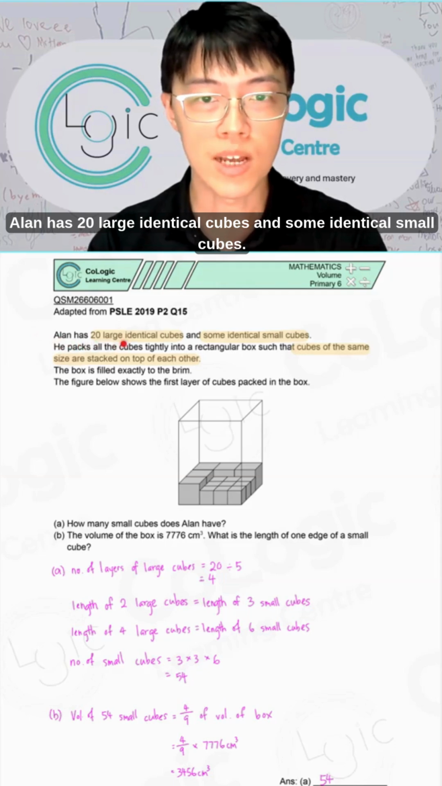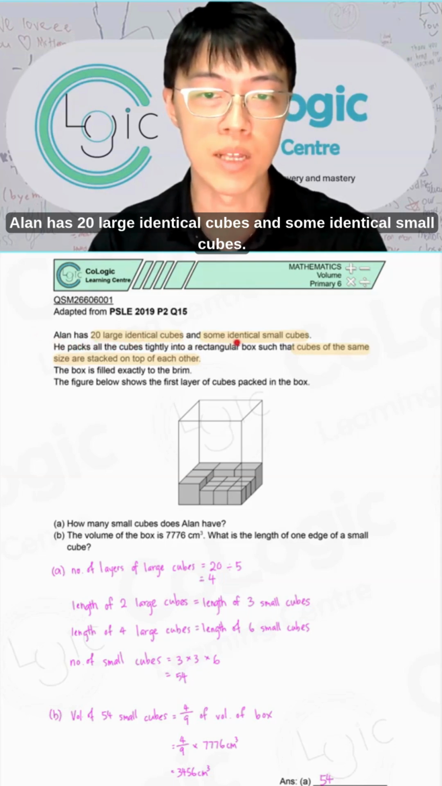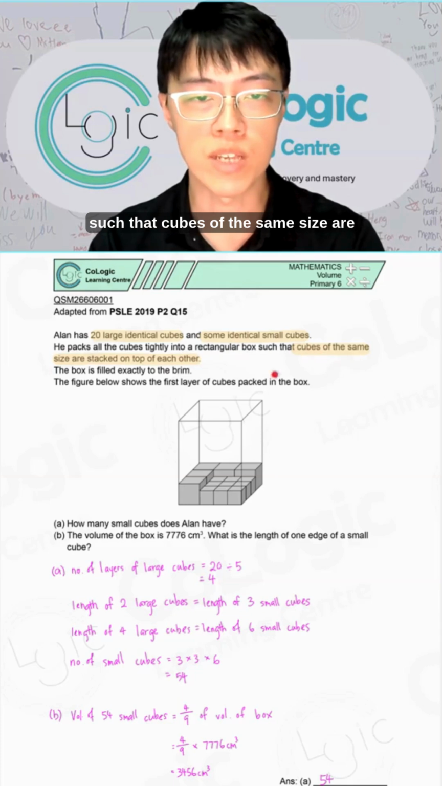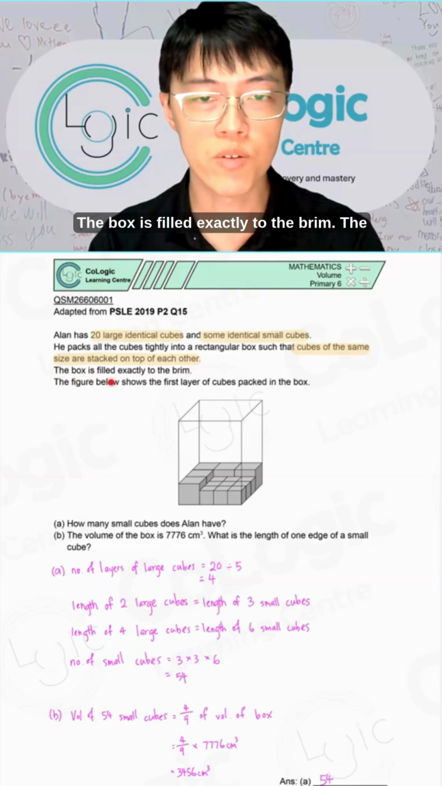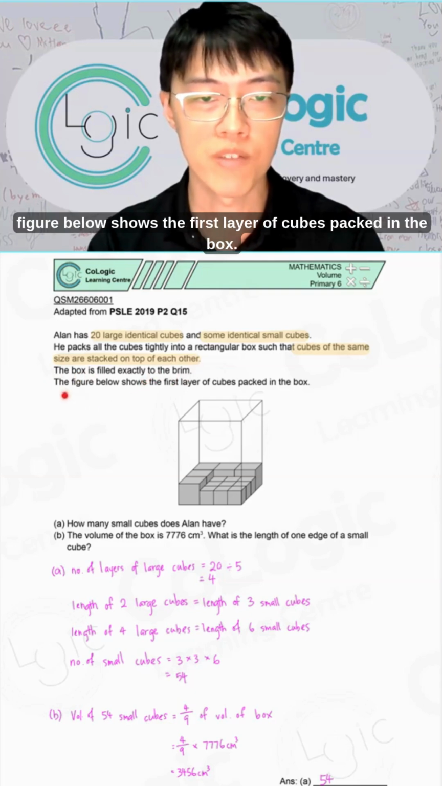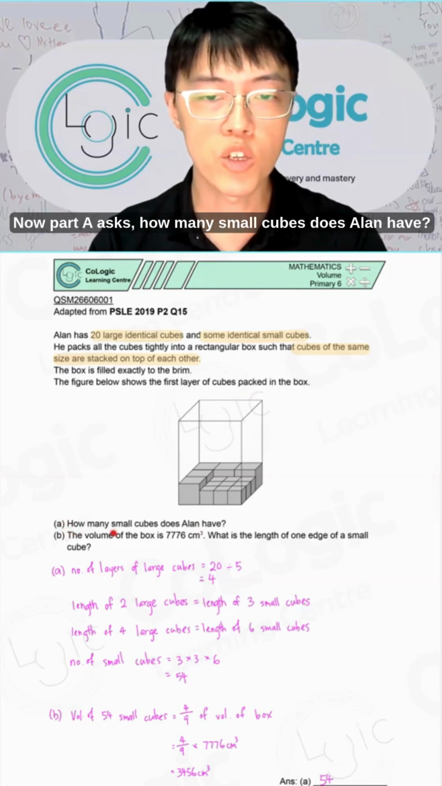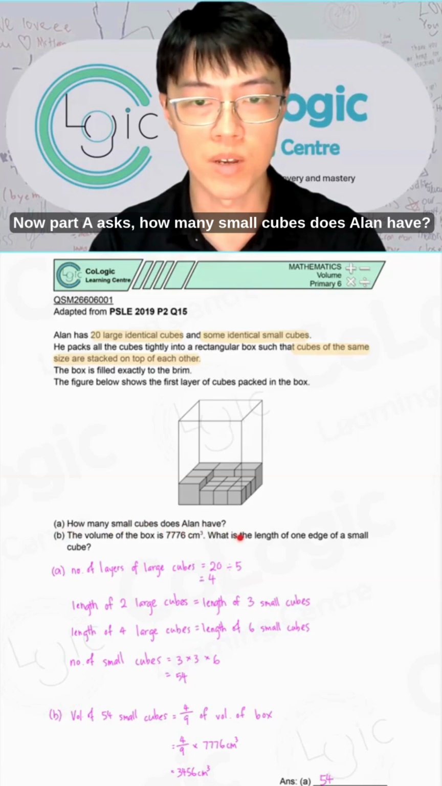Alan has 20 large identical cubes and some identical small cubes. He packs all the cubes tightly into a rectangular box such that cubes of the same size are stacked on top of each other. The box is filled exactly to the brim. The figure below shows the first layer of cubes packed in the box. Now part A asks, how many small cubes does Alan have?